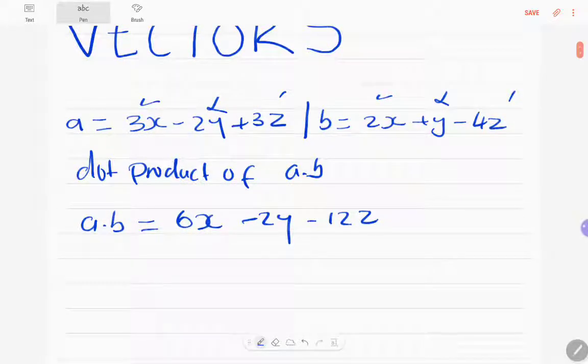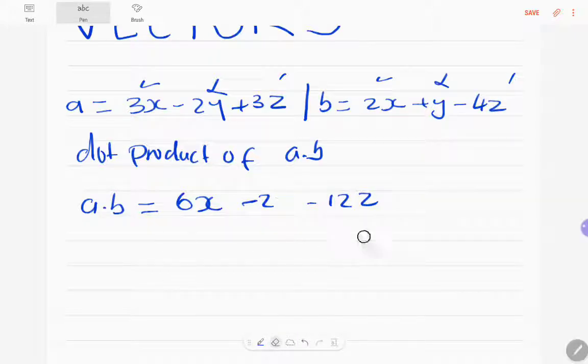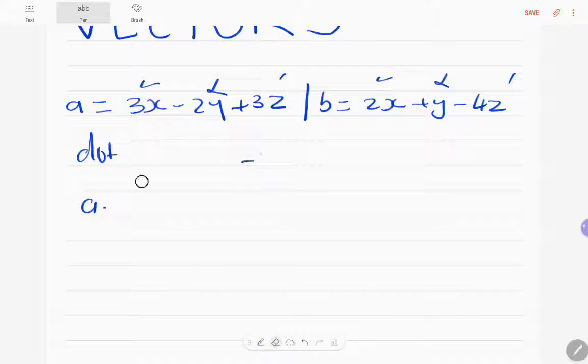Now you add the coefficients. We have 6 minus 2 minus 12. 6 minus 2 is 4, minus 12, then our answer here is minus 8. So for a dot product, you just multiply, and after that you only take the coefficients. This is how you find the dot product.